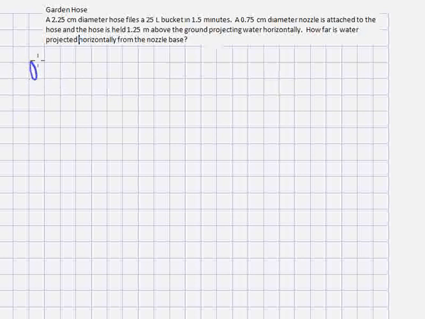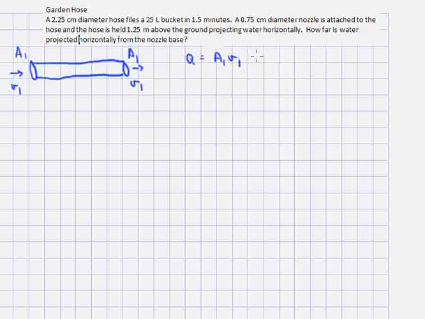So let me sketch the hose without the nozzle first. So here's the hose, and it has input area A1, output area A1, input velocity of water V1, output velocity of water the same, and Q is equal to A1 times V1, which is equal to the volume of the bucket, 25 liters.